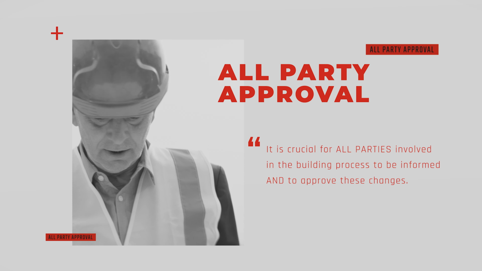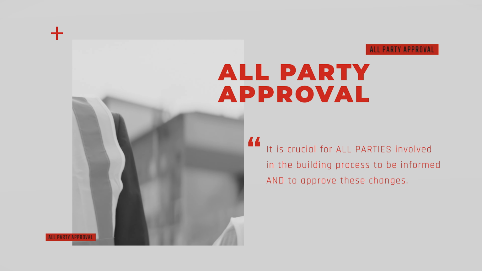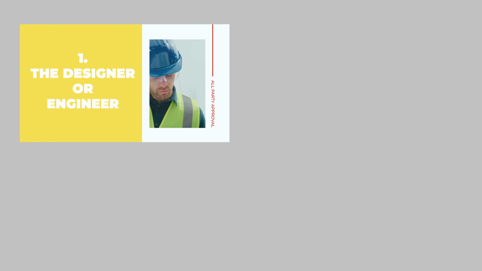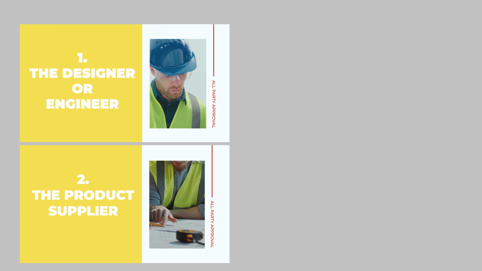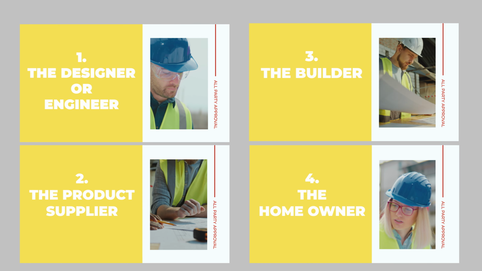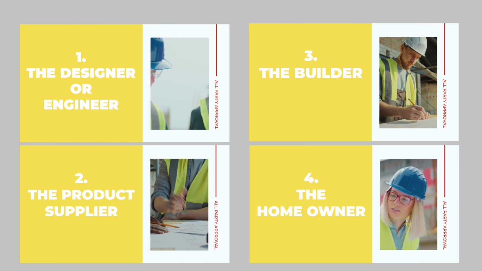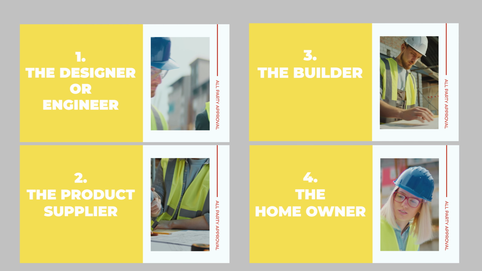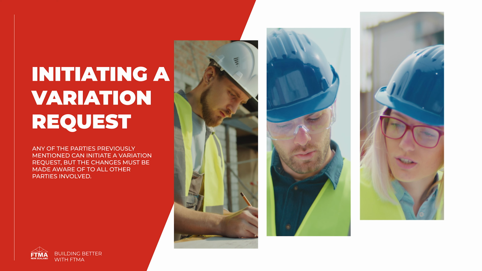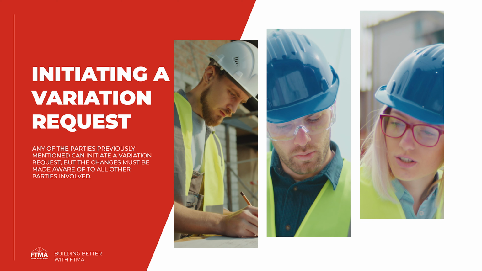It's crucial for all parties involved in the building process to be informed and, more importantly, approve these changes. The parties that I'm talking about here are the designer or engineer, the product supplier, the builder, and the homeowner. So again, transparency and clear communication to all parties on the proposed variation, but most of all approval of the variation, must be required. A final point to make around this is that any of these parties mentioned can initiate a variation request. But again, they should keep others informed and all parties must be in agreement.